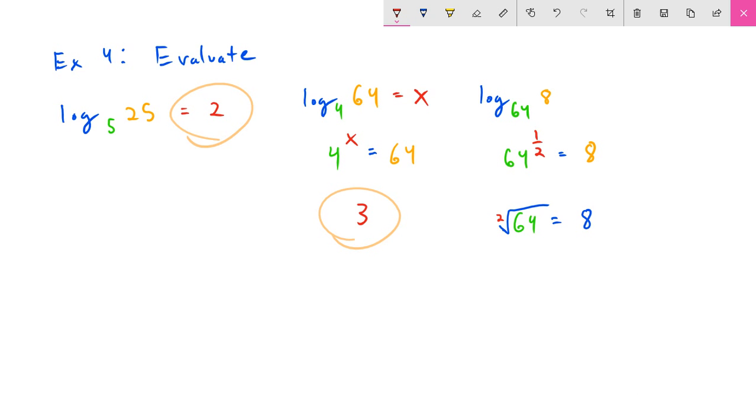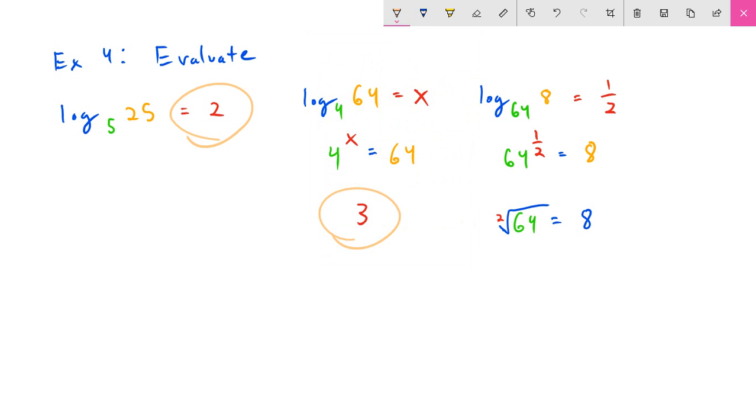If it was cube root, what would it be? 1 over 3, that's right. If it was the fourth root, it would be 1 over 4, exactly. That's how you change the roots into fraction exponents, okay? So 1/2 is the answer here, because 64 raised to the 1/2 gives you 8.